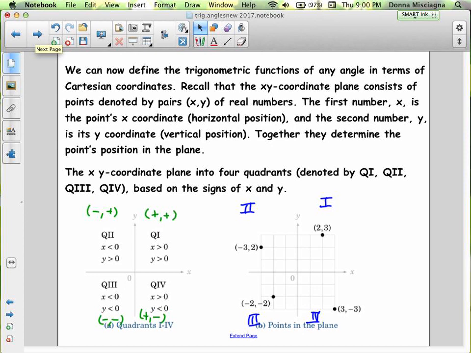But now our ratios might have a sign to them. Before, when we were dealing with triangles, everything was positive, because we're just dealing with lengths. Now that we're on the coordinate plane, notice that sometimes our horizontal or vertical distances could be negative. And that means our trig ratios are going to be negative too.